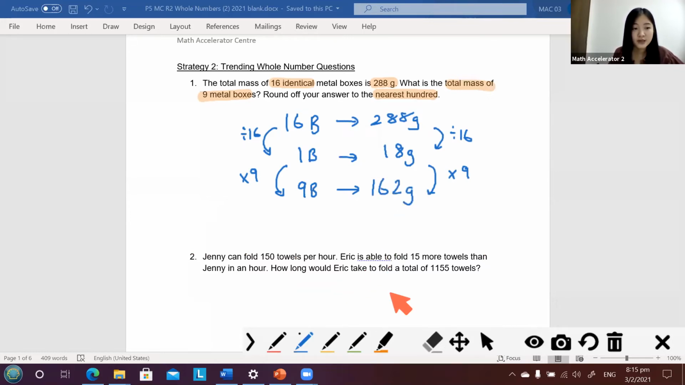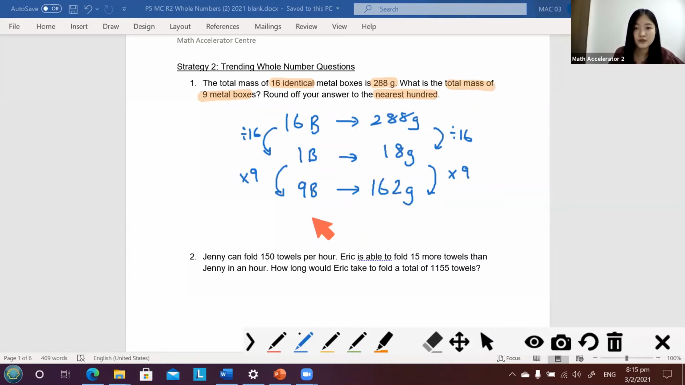Okay, do I leave my answer like this? Is it correct? Can I move on to the next question? No, cannot. Why? Must round off, right? We're not answering the question. We found the total mass, but they want you to round it off. So don't forget. You leave it like this, then wrong already. You must always go back to the question and check. Are you answering the question?